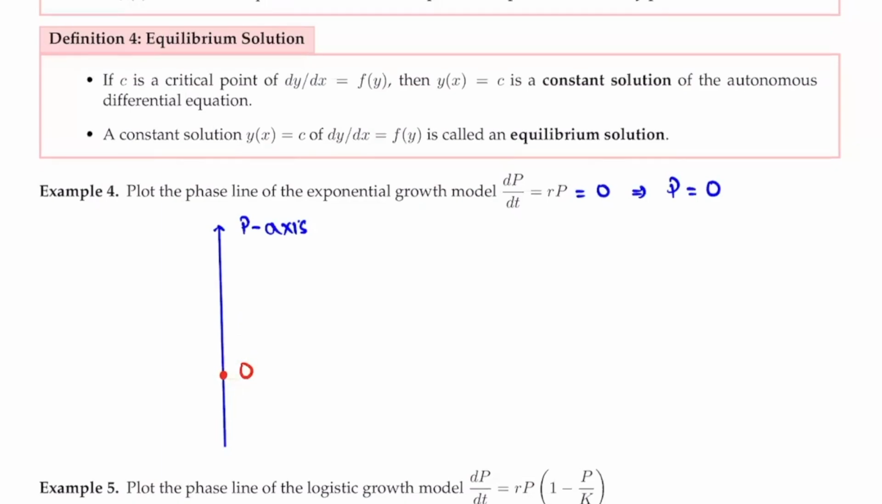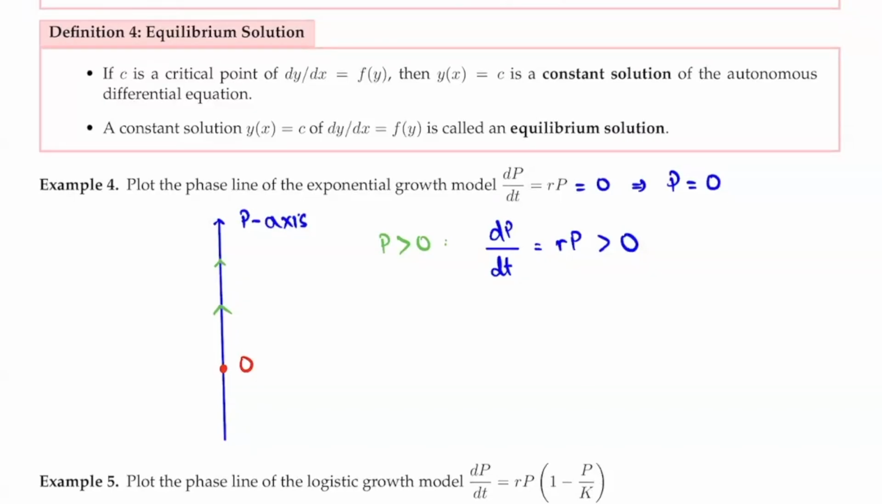But in the case where P is positive, dP/dt equal to R times P is also positive, right? Because the growth rate is positive, and P in this case is also positive, and therefore you can draw an arrow pointing upward. Because P is always positive, dP/dt is always positive. So again, in the context of population, you shouldn't consider a negative value, but for the sake of the analysis, I'm going to consider a negative value as well.